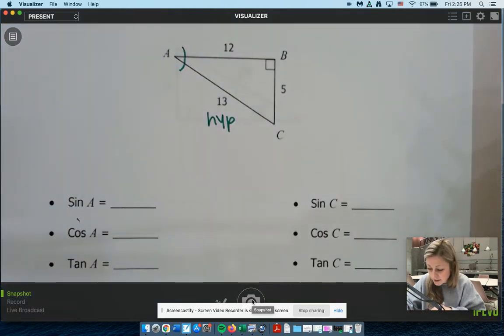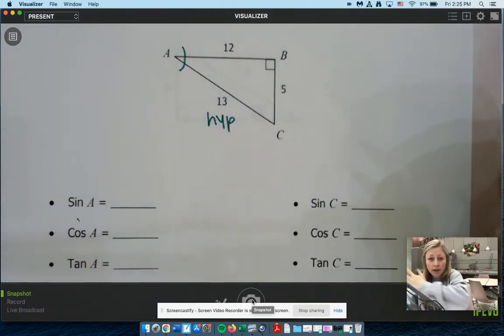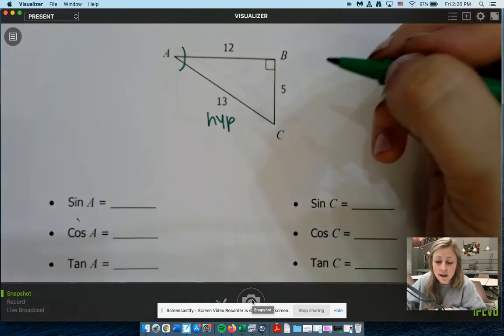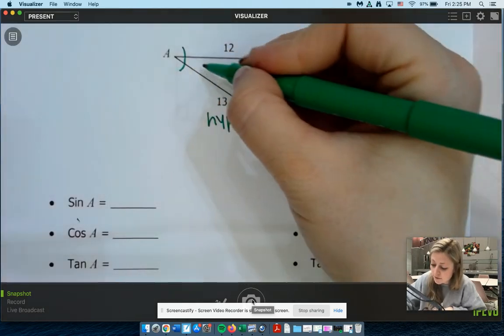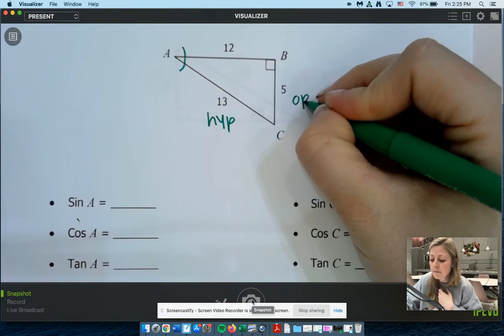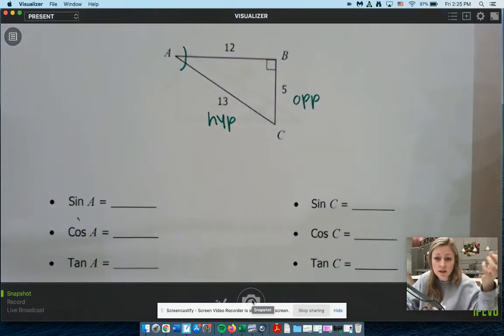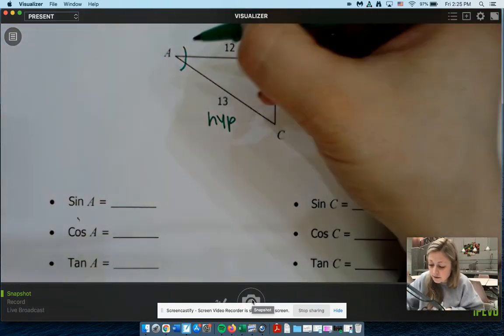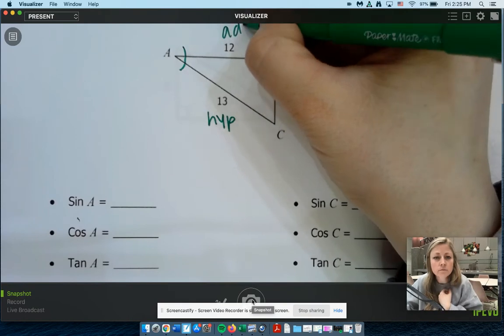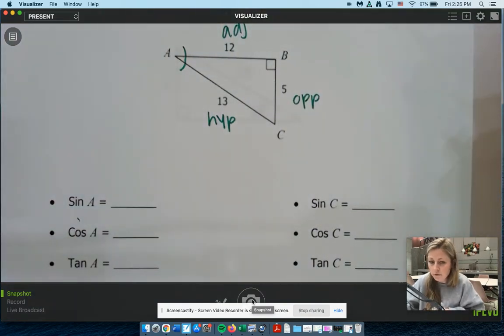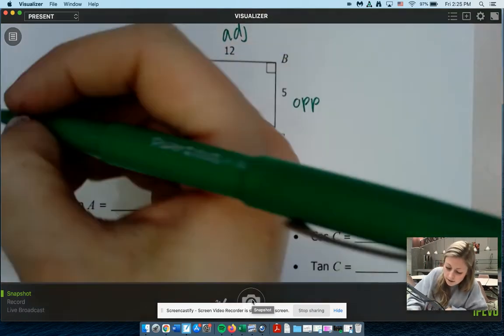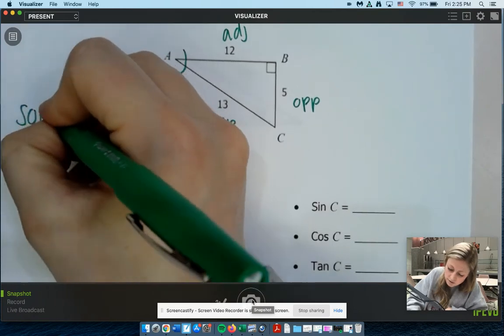Our opposite is across the whole triangle to the other side. So across my whole triangle is 5, so that'd be my opposite. And then the adjacent one is attached to the angle. It's right next to it. It's right here. And now we can write our ratios.